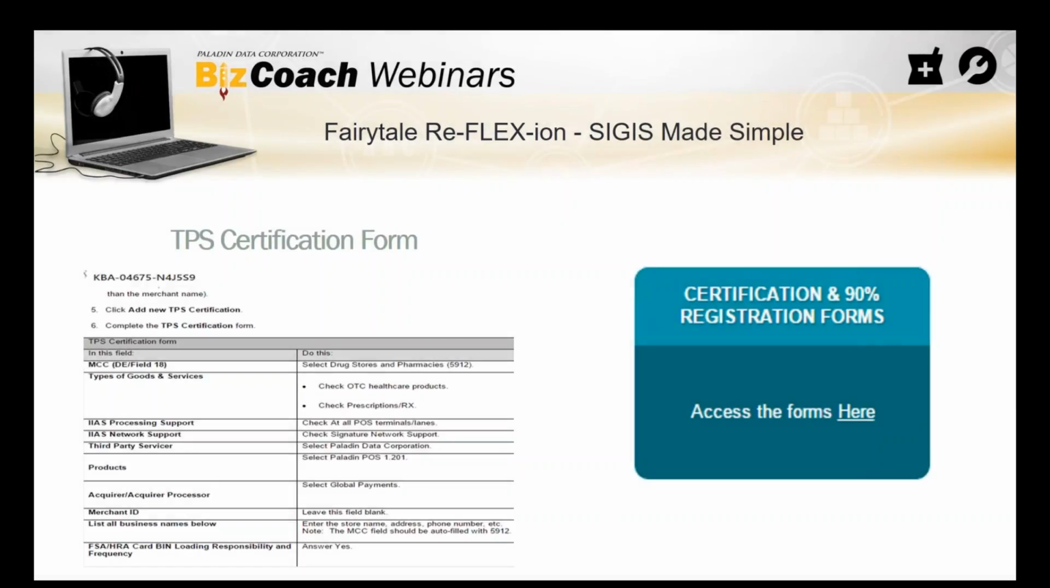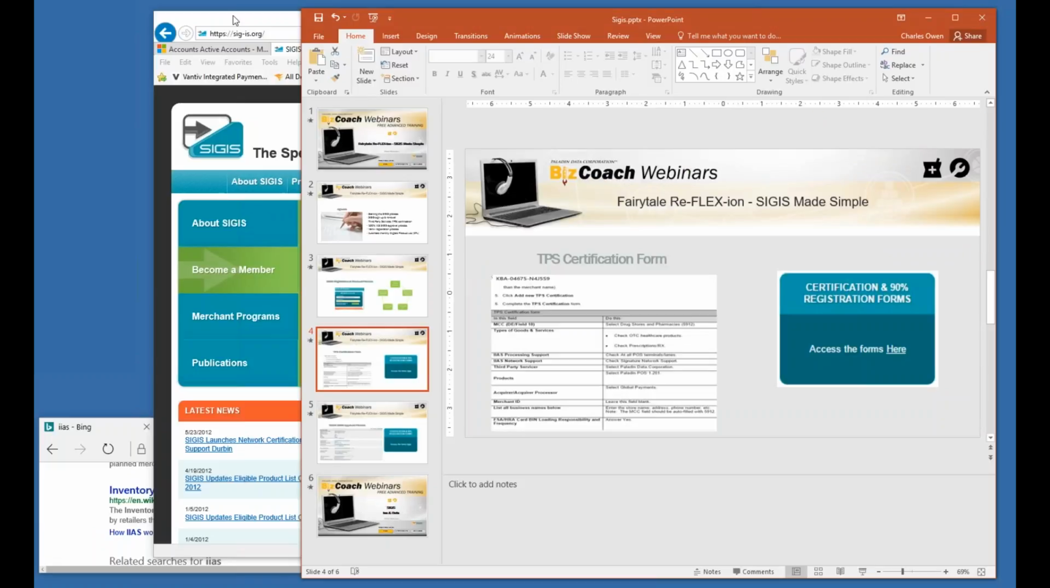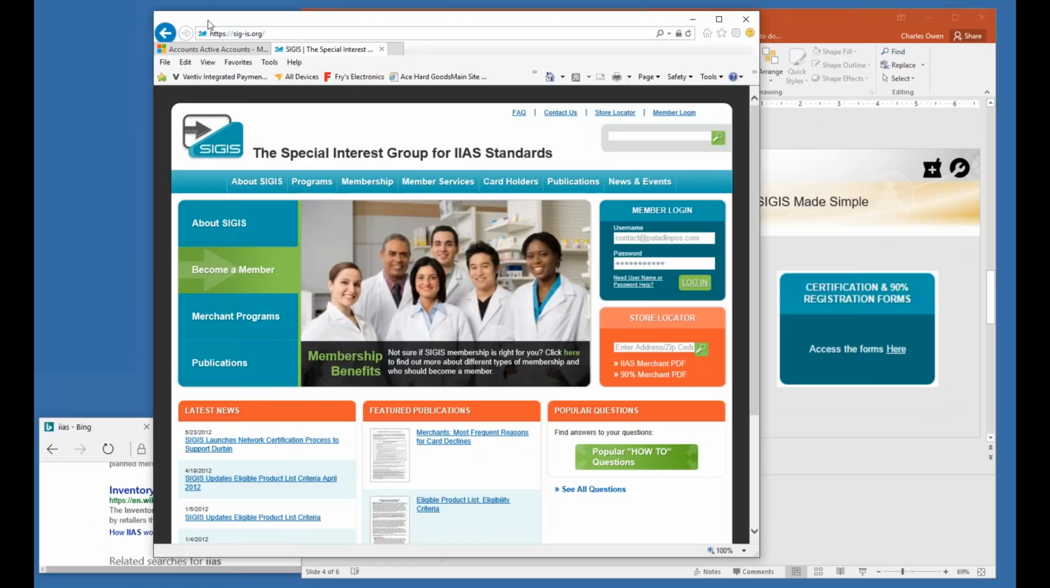So when you get onto the website, after you log in with your credentials, on the right-hand side, you'll see the certifications and 90% registrations box. Then once you click here, Charles, can I go down here to the start menu? Almost want to go out of this. Just hit escape then. Yeah, I kind of want to show these guys what it's looking like.